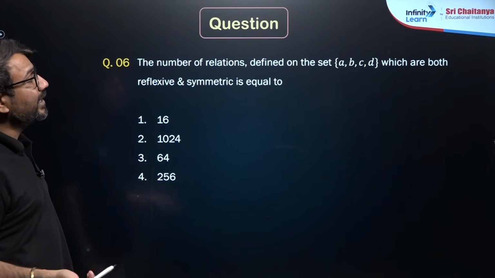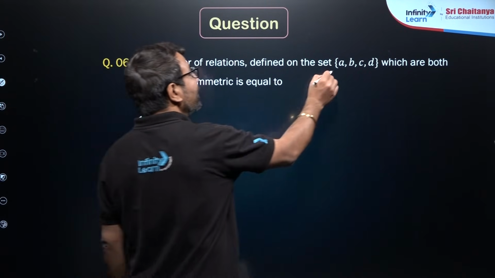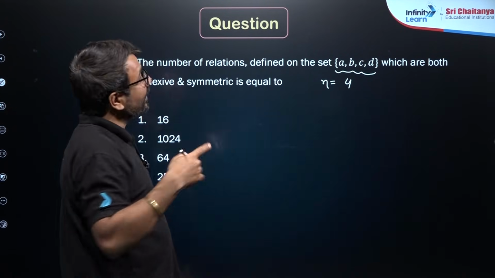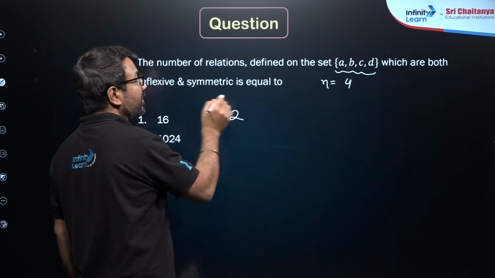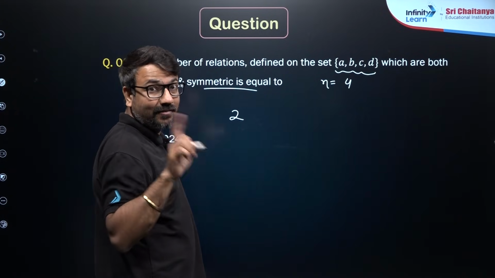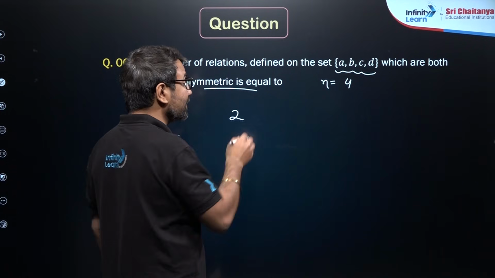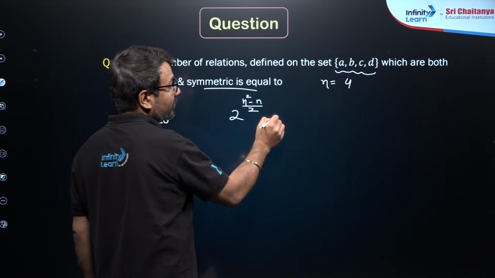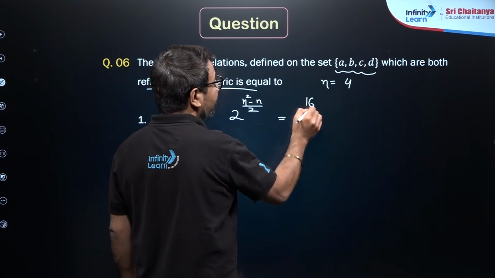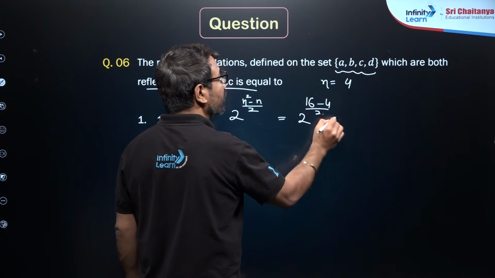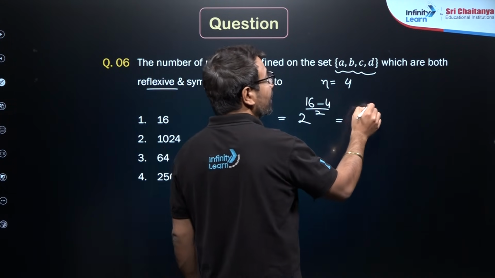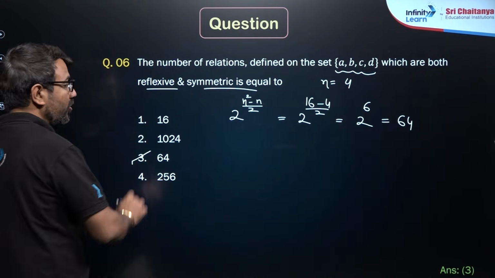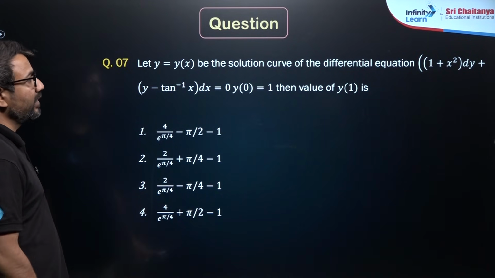Number of relations defined on this set. So here 4 elements are there, no? N value 4. So which are both reflexive and symmetric. So the number of relations which are reflexive and symmetric that can be formed on this set will be 2 raised to the power of n square minus n upon 2. If you place the value of n as 4, so 16 minus 4 upon 2. 16 minus 4 is 12, 12 upon 2 will be 6, so that will become 64. 64 is there in option C, that's why option 3 will be the final answer.